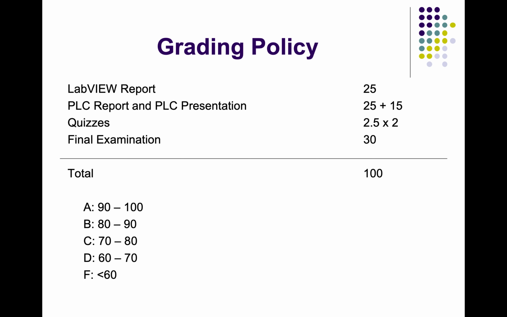Then grading policy: you can find this in the lab manual. The LabVIEW report gives you 25 points. The PLC report plus presentation gives you 40 points. Quizzes give you 5 points, and the final examination is 30 points: 7.5 points for the PLC practical exam and 22.5 points for the final exam, and that totals to 100. This is how we have divided the grades.